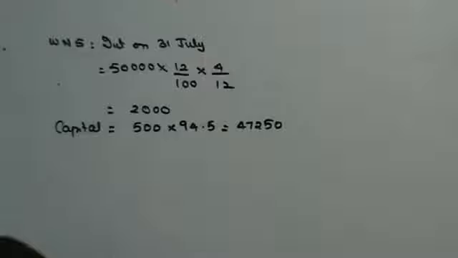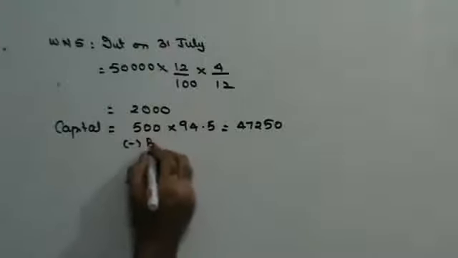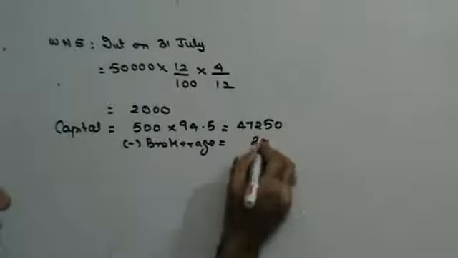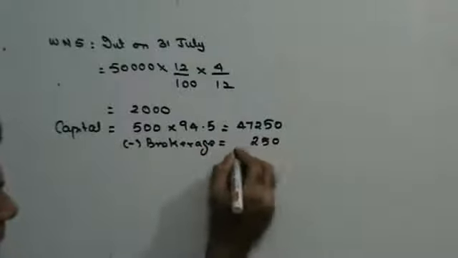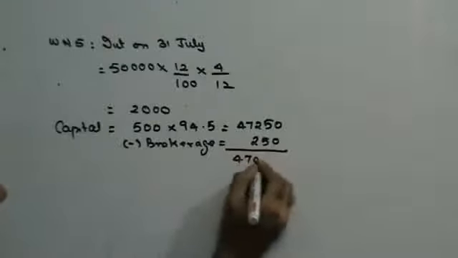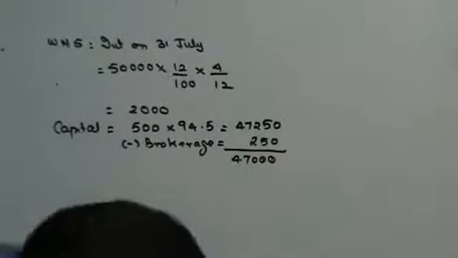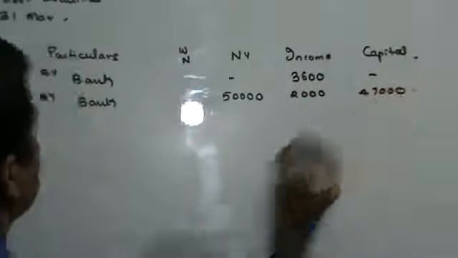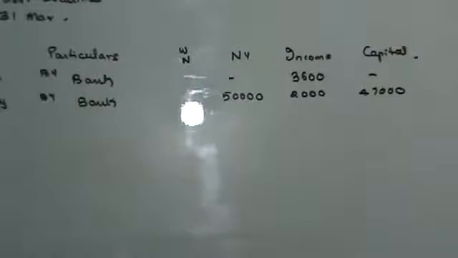And they are saying that brokerage is 250. Now when you buy, you have to add the brokerage. When you sell, you have to subtract the brokerage, because you will get that much less money. You have to pay brokerage, and then the net amount you will get is 47,000. So your interest is 2,000. Capital is 47,000. Let's move on ahead.